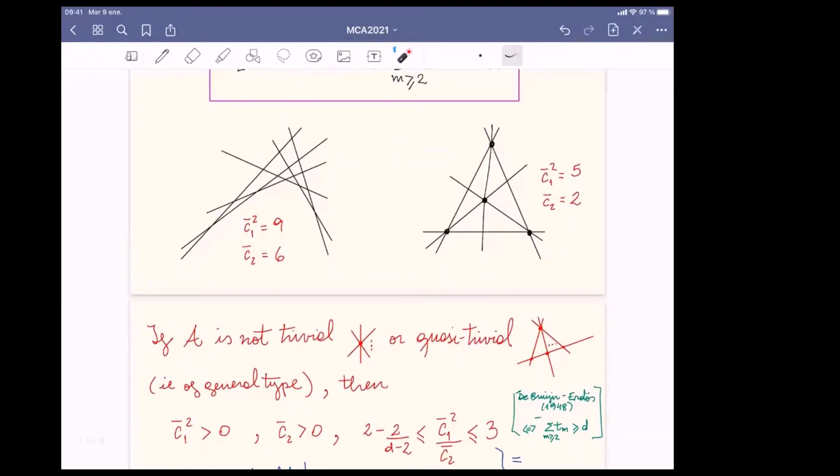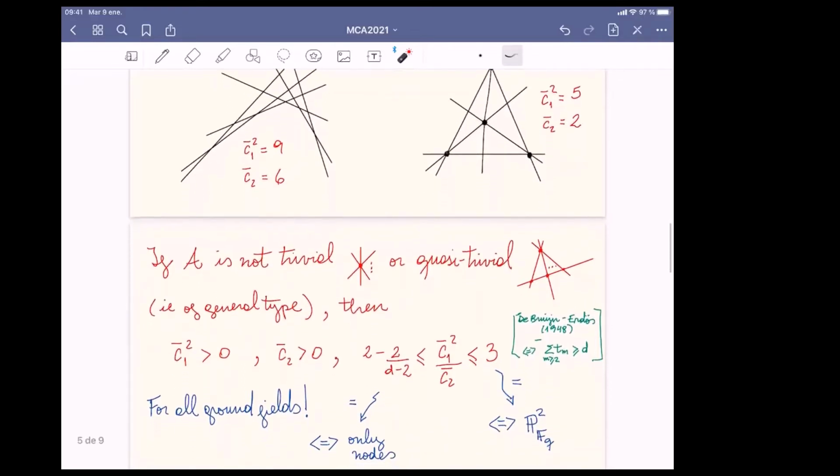So you can easily prove that C1 squared is bigger than 0, C2 is bigger than 0, and C1 squared over C2 is between 3 and 2 minus 2 over V minus 2. And this is valid for all ground fields. So it's not only for C. Here it seems like a Bogomolov-Miyaoka-Yau inequality, but it's not the case. This is completely combinatorial. And it was proved first by De Bruijn and Erdős, 1948.